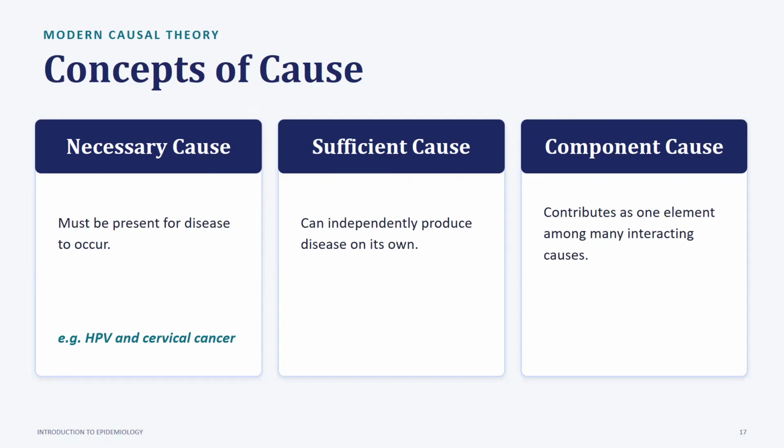Then we have the concept of cause. The cause can be necessary, sufficient, or component cause. A necessary cause must be present for disease to occur. For example, HPV must be there for cervical cancer to occur. Then sufficient cause can independently produce disease on its own. And component cause is the one which contributes as one element among many interacting causes.